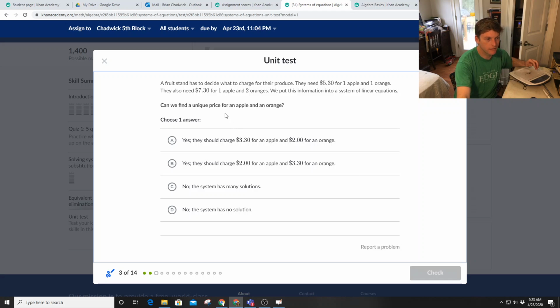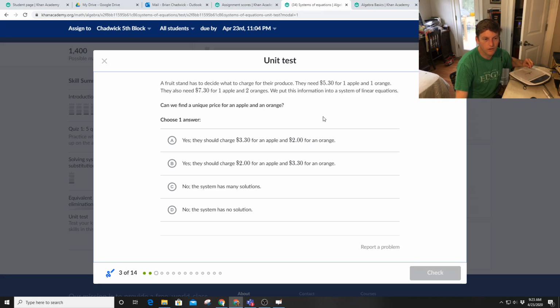A fruit stand has to decide what to charge for their produce. They need $5.30 for one apple and one orange. They also need $7.30 for one apple and two oranges. We put this information into a system of linear equations. Can we find a unique price for an apple and an orange? Okay, so can we find a unique price?